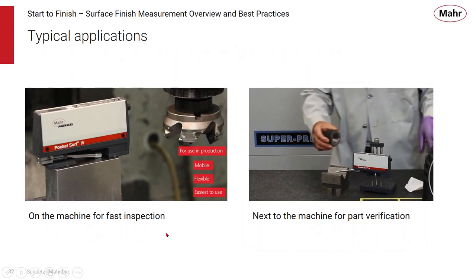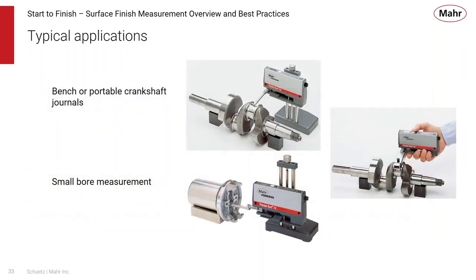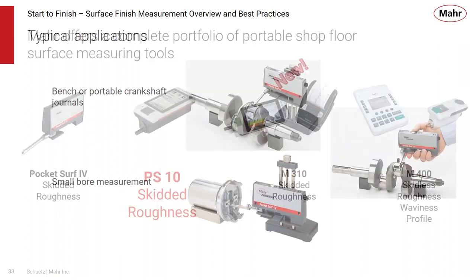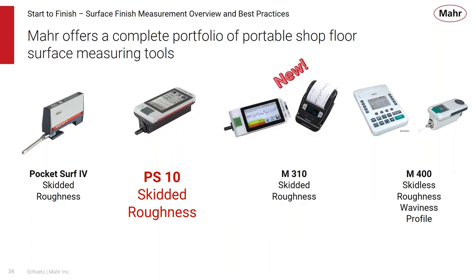Typical applications are right on the machine for fast inspection or next to the machine for part verification. Typical applications can be with stands. We have tools for helping to measure crankshafts, small bore probes to get into small holes. And you can see there's a whole family of accessories available for the PocketSurf 4.